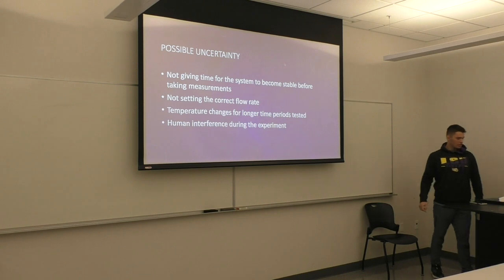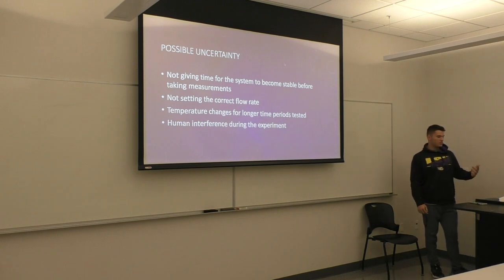Possible uncertainty: not giving the system enough time to become stable, not using the correct flow rate for the given experiment, temperature changes over long time periods, or human interference, like messing with a certain thing or not clicking the right button, something like that.